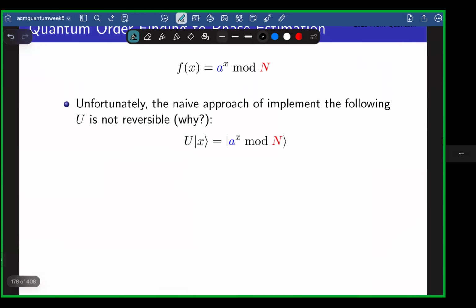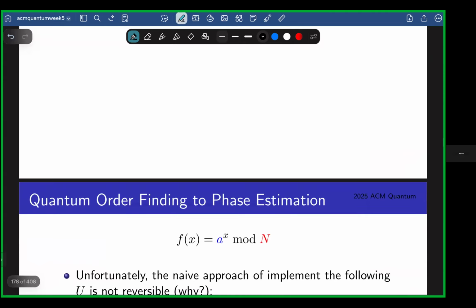So let's focus on that now. This is our function. The naive way would just be to take some unitary or gate U, input some x, and then output that function. But that's not reversible, because it's not one-to-one. You can have different numbers that, when you take a to the x mod n, give you the same exact thing. So if you're just given the output of a function, you don't know what the input is. I won't go too much into detail on that, but does that make sense at a high level?